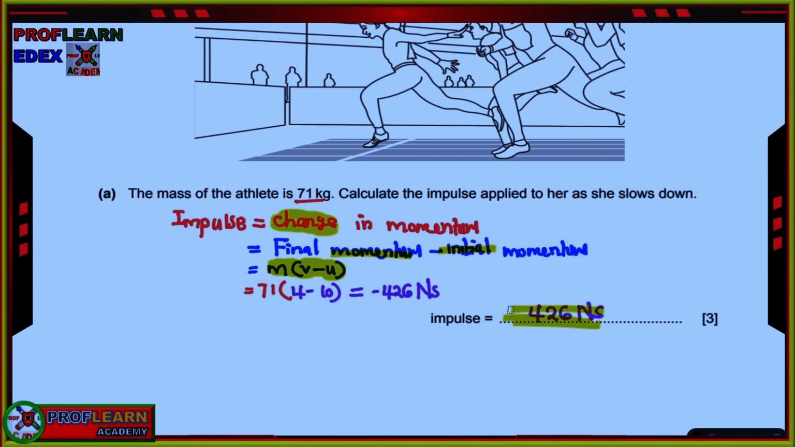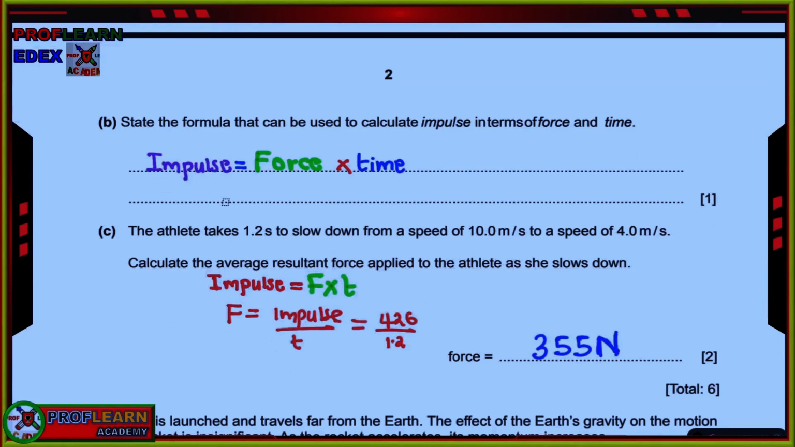The next thing we are going to talk about is the formula that can be used to calculate impulse in terms of force and time. That formula is force times time, as shown there. We are supposed to calculate the average resultant force. Anytime you are told to work out average resultant force, that's basically force. We are going to use the formula impulse divided by time, and that becomes 426 divided by the time in this case, which is 1.2, that becomes 355 newtons as the force in that case.